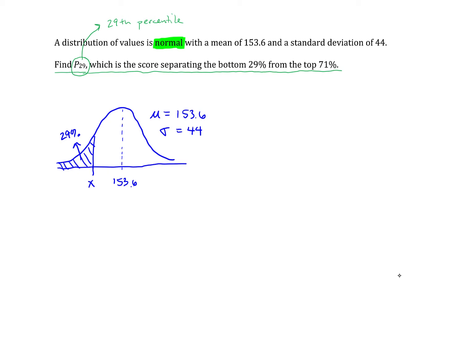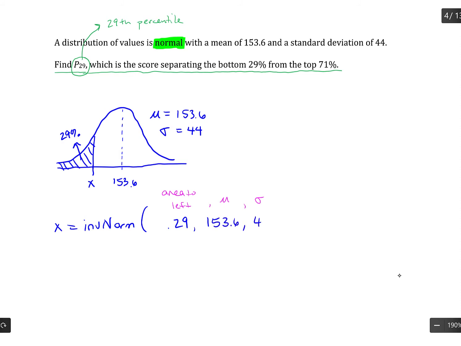In order to find it, because I'm looking for a value and not a probability, I'm going to use the inverse norm function. So inverse norm takes 3 inputs. The first input is the area to the left of the value that you're interested in. The next one is the mean, and then finally the standard deviation. So the area to the left of that value that I'm interested in, x, is 0.29 or 29%. The mean is 153.6, and the standard deviation is 44.